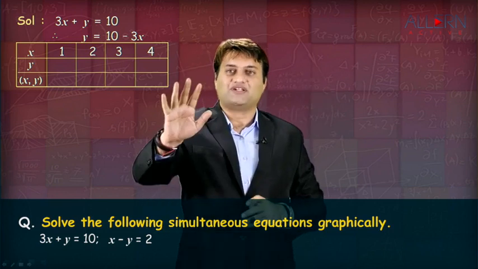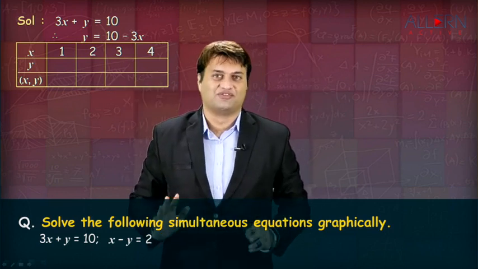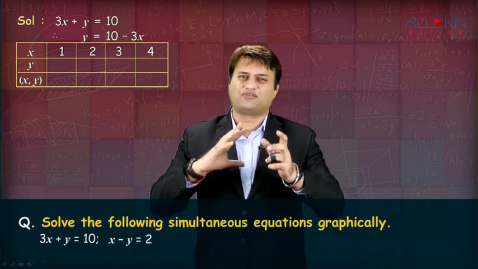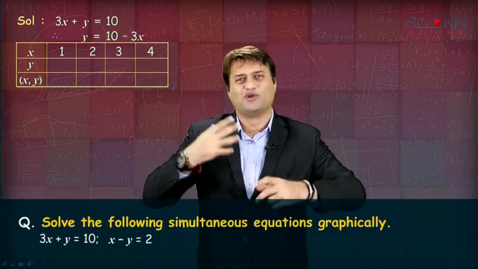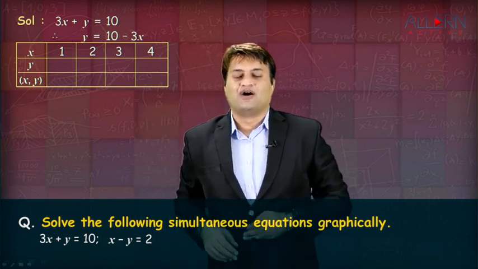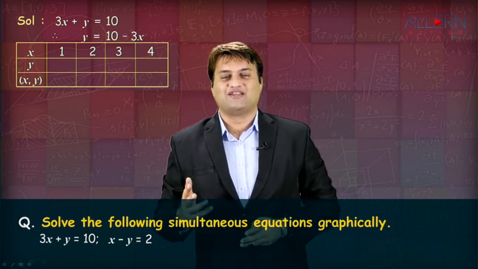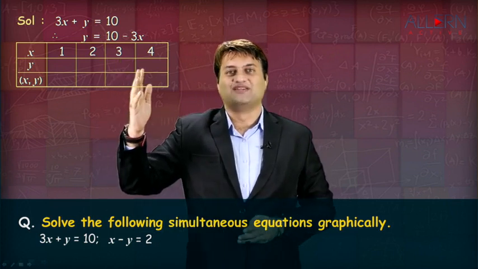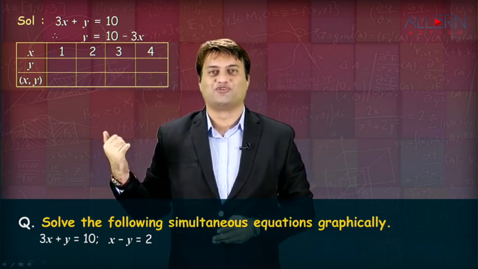That's why we have just taken it as 1, 2, 3, 4 to be on the safer side. Right? So such adjustments are fine. Either 0, 1, 2, 3 or 1, 2, 3, 4. That choice is absolutely yours. Now, once we assume the values of x, let us substitute these values of x in the equation and get the corresponding values of y.